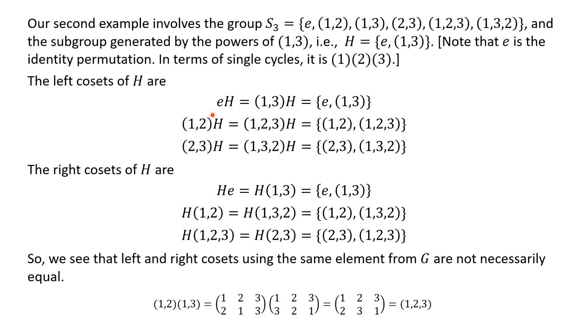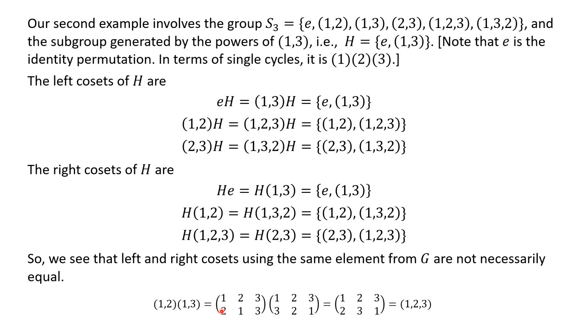Let's look at this one here. So you take (1 2) times H, and of course (1 2) times the identity is (1 2), and then (1 2) times this term here. I've written it out. These are in terms of cycles. This is the longhand notation, and we have the convention of going left to right, which I described in the very first lecture in this playlist.